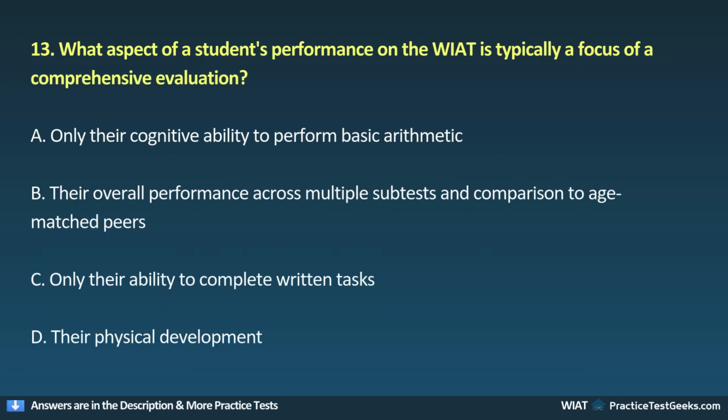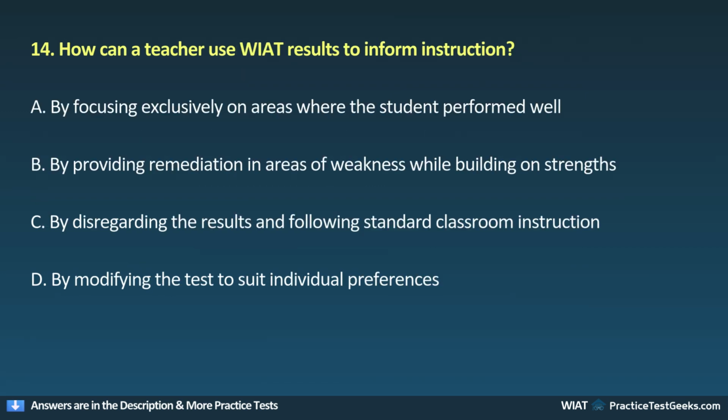13. What aspect of a student's performance on the WIAT is typically a focus of a comprehensive evaluation? A. Only their cognitive ability to perform basic arithmetic. B. Their overall performance across multiple subtests and comparison to age-matched peers. C. Only their ability to complete written tasks. D. Their physical development.